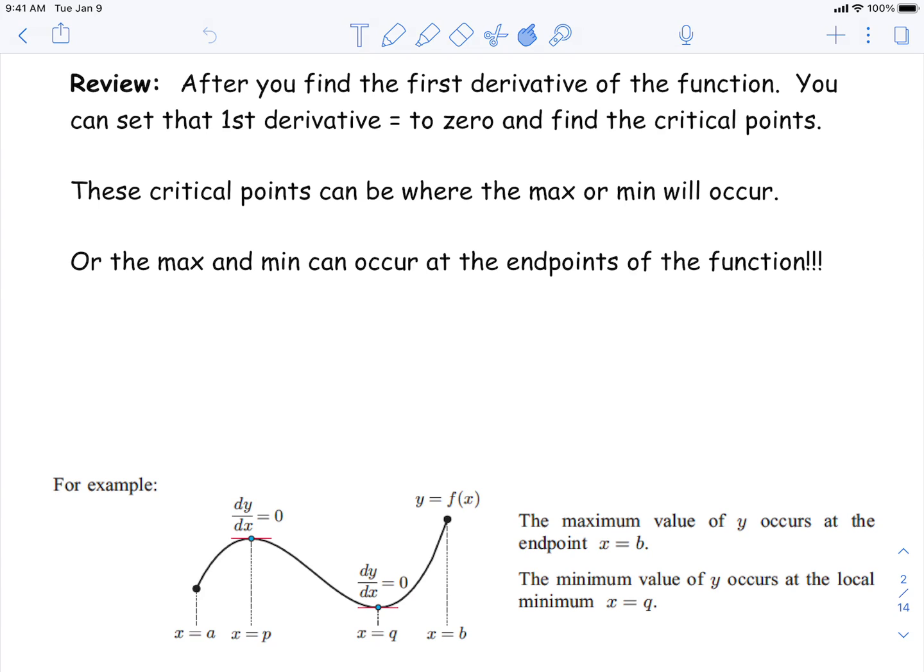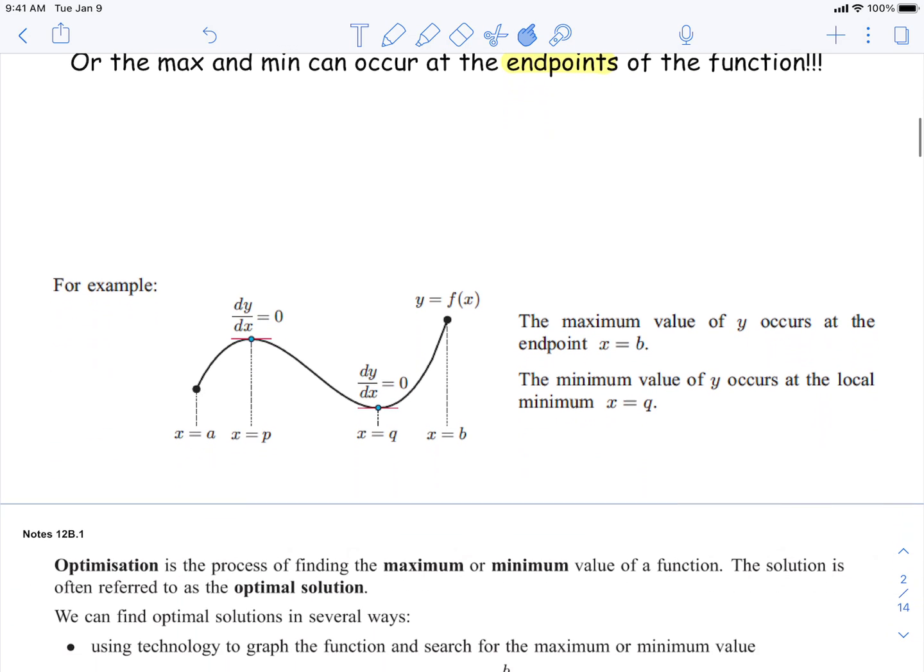All right, here's a thing about the derivative function. To review with you, after you find that first derivative, you can set that first derivative function equal to 0 and solve for x to find those critical points. These critical points are going to be where maximum and minimums can occur, or the max and min can occur at the end points.